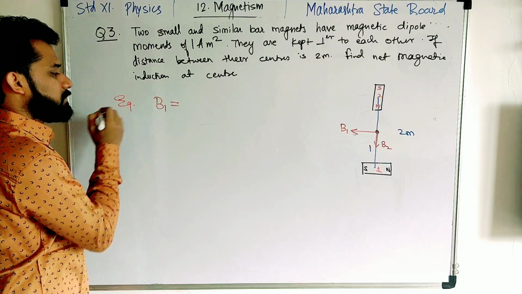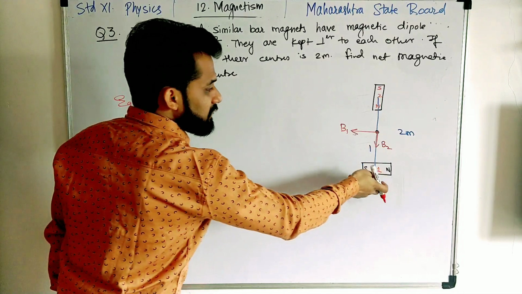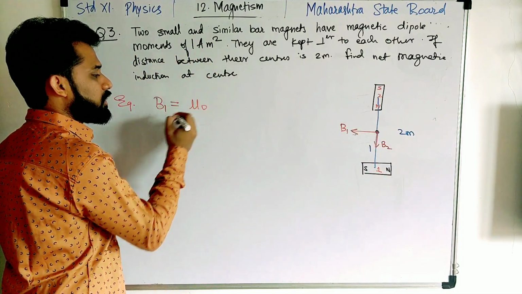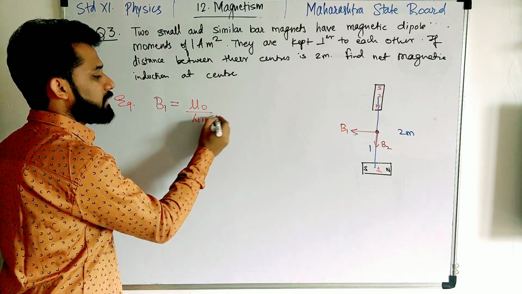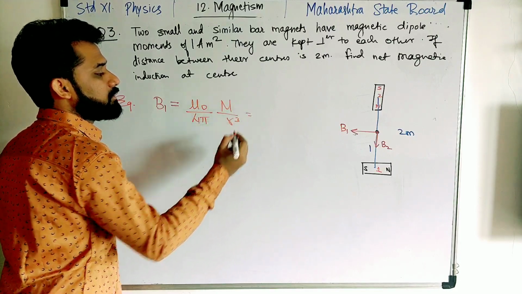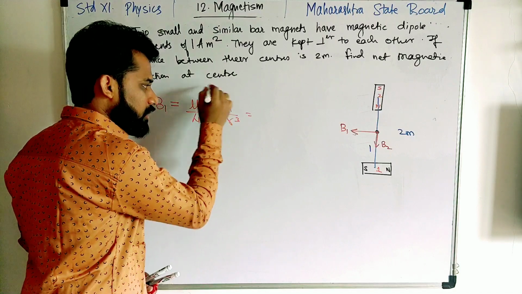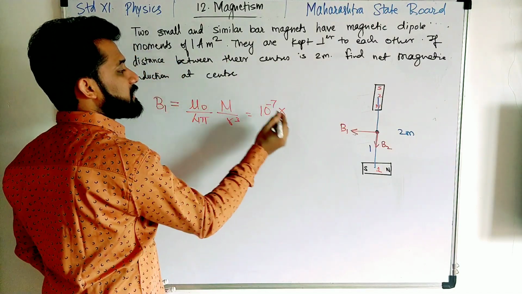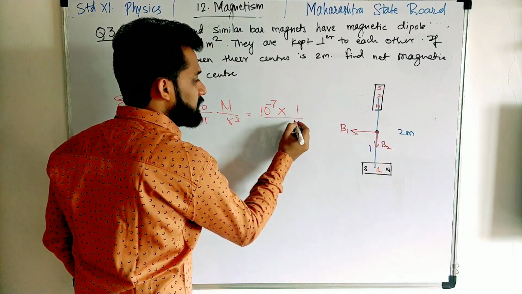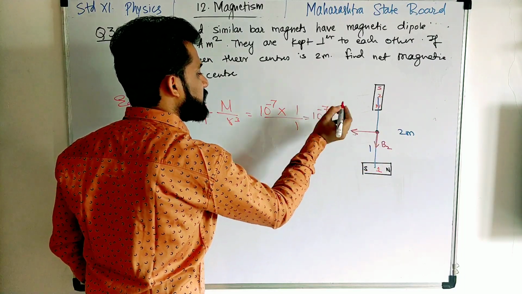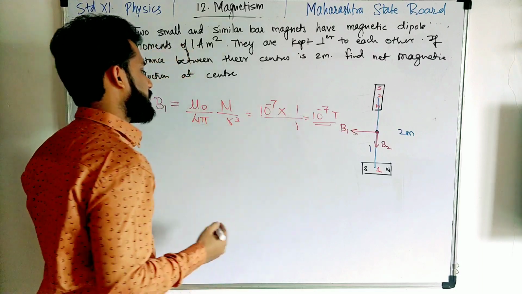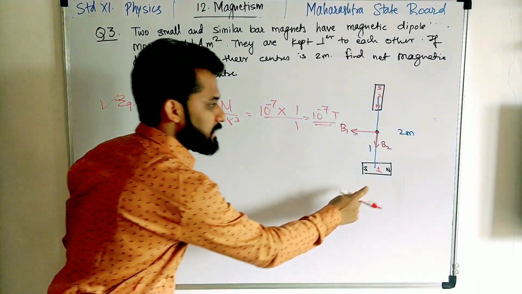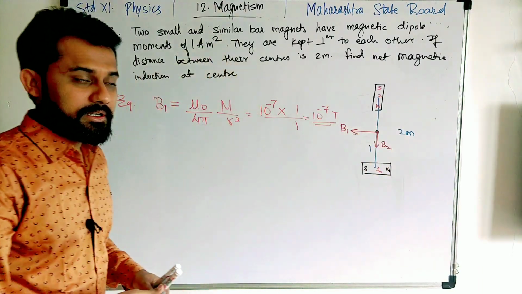B1 will be equatorial point. So equator का formula क्या होता है? Magnetic field on the equator is mu naught by 4 pi m by r cube. If you substitute the values, mu naught by 4 pi is 10 to the power minus 7. Magnetic moment of each magnet is 1, by r is 1. So answer is 10 raised to minus 7 Tesla. This is magnetic field because of first magnet, that is this magnet, it is in left direction, right?